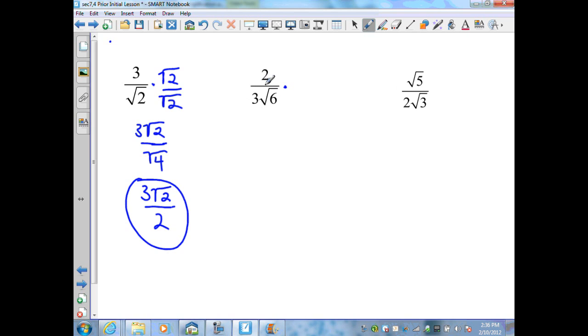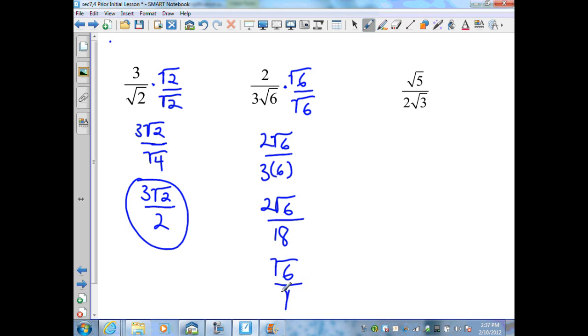Here, I have 2 over 3 square roots of 6. Again, I'm going to multiply the top and bottom of my fraction by the radical that's in the denominator, the square root of 6 over the square root of 6. I don't need to multiply by what's outside the radical, just the radical itself. Now I simplify. 2 times the square root of 6 is 2 square roots of 6 over 3 times, and remember the shortcut, the square root of 6 times the square root of 6 is what's inside the radical, which is just 6. Therefore, I have 2 square roots of 6 over 18. Now I simplify my fraction, which is 2 over 18. And that will be the square root of 6 over 9.